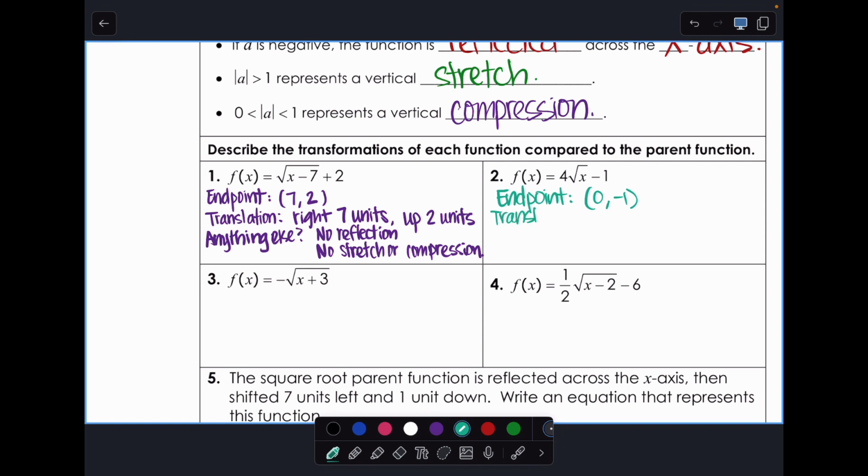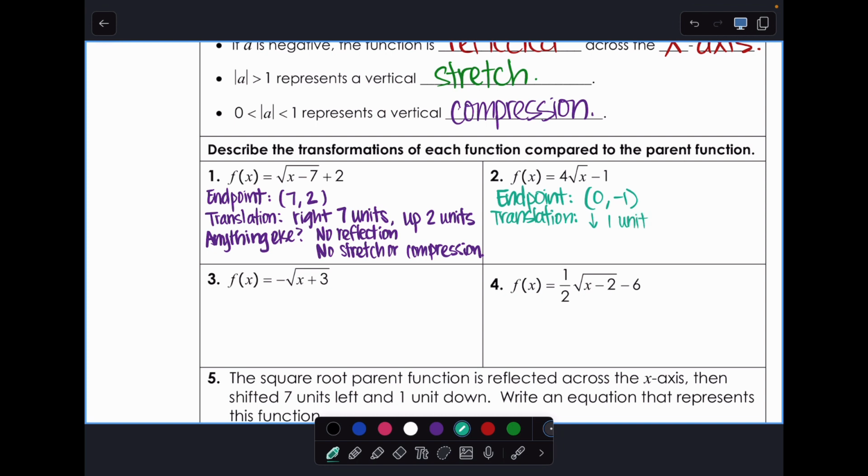Translation. So that was Jaden Serta, just making sure that was recorded. All right, translation. Which way are we going? From the parent graph, if I were to take all of these off and then just move according to what it says here, are we going up or down? Down. Are we going right or left? None. So I'm just going to go down 1 unit.